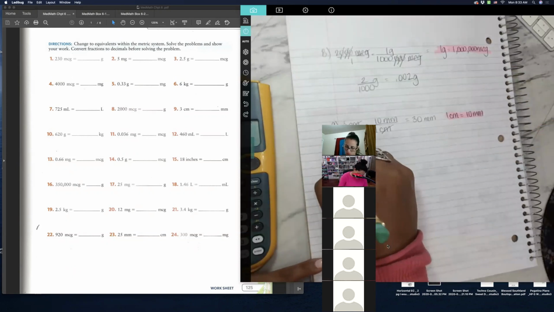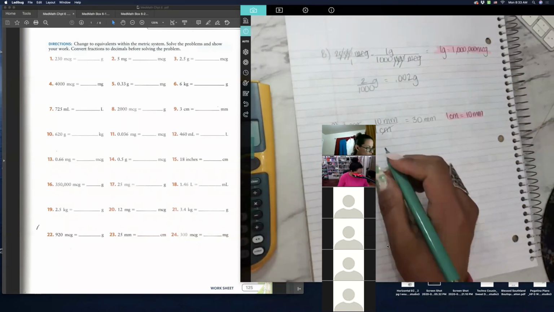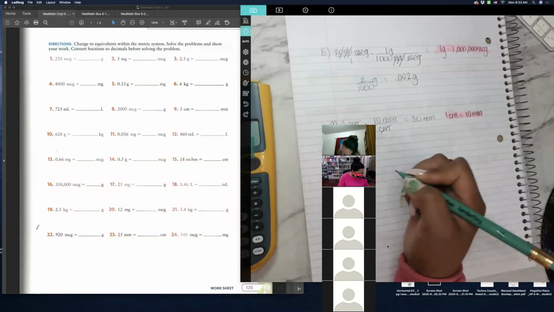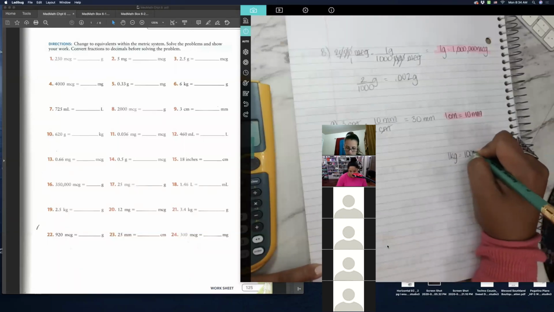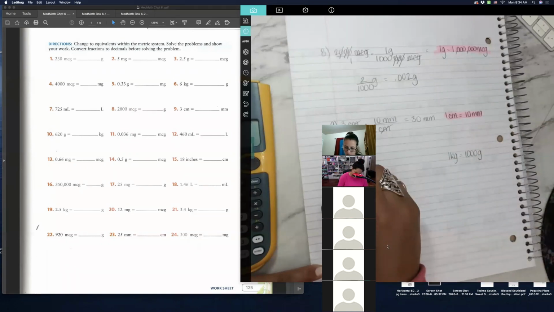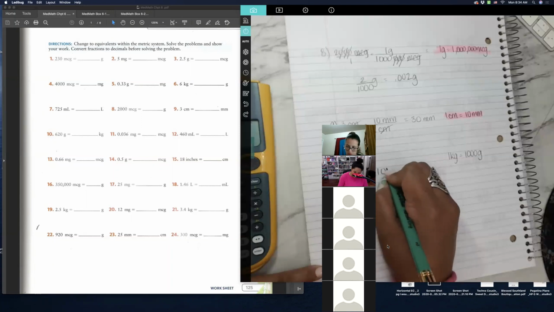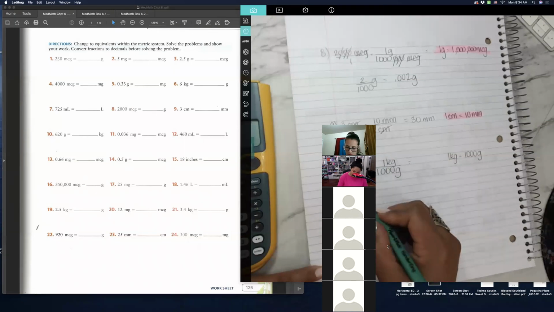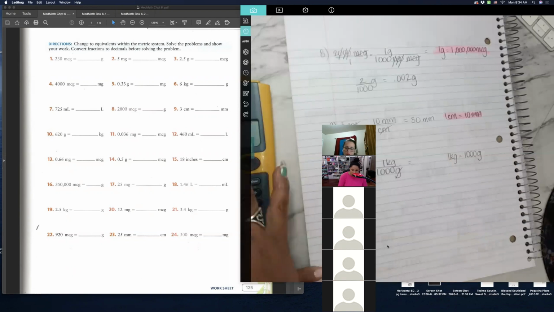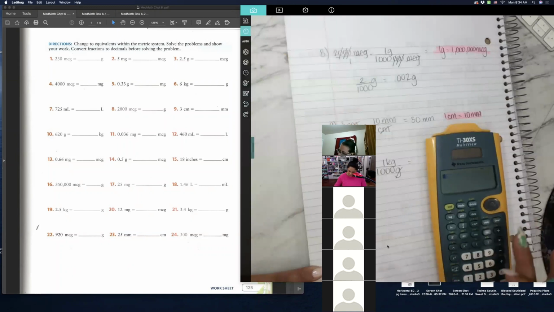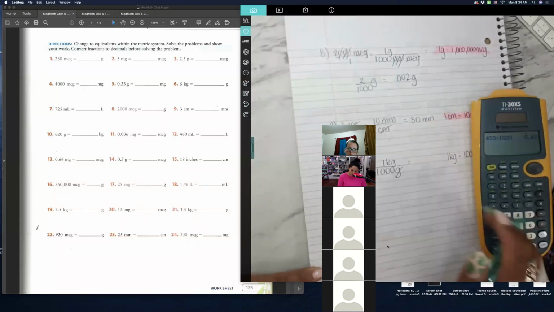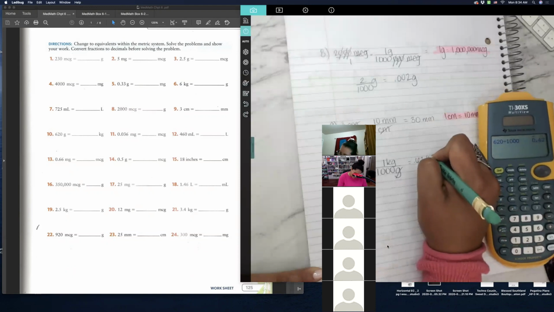Okay, number 10. 620 grams to kilograms. So one more time, 1 kilogram equals 1,000 grams. So put this over 1. I'm going to put my 1,000 grams in the denominator. That's equal to 1 kilogram. My units of grams are going to cancel. I divide 620 by 1,000, and that's going to give me 0.62 kilograms.